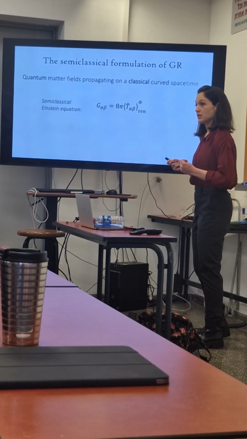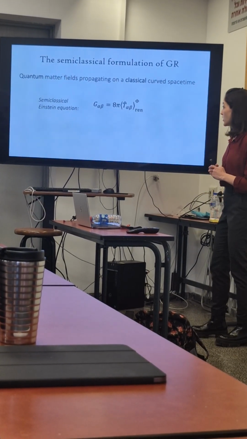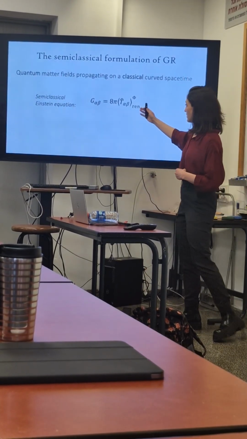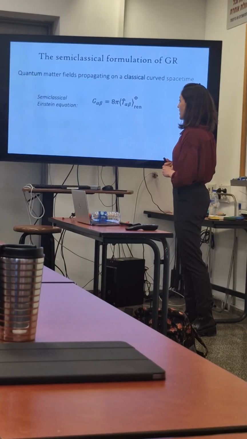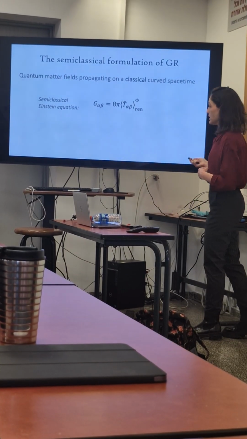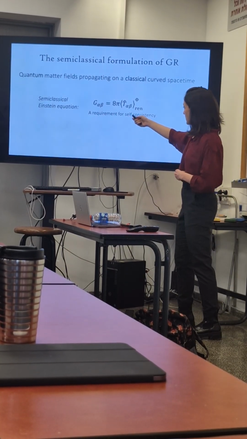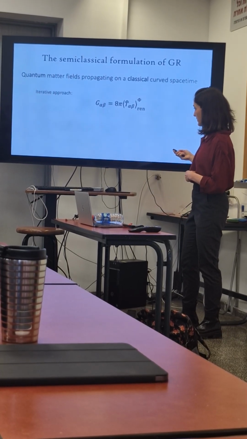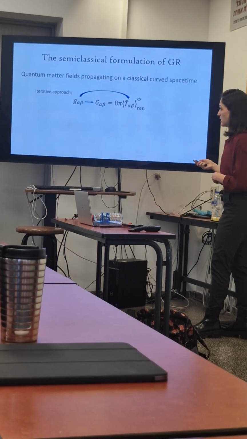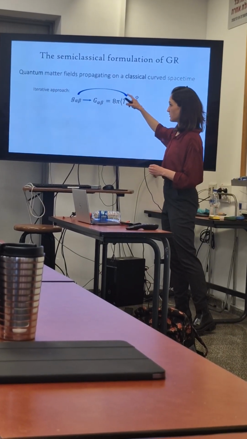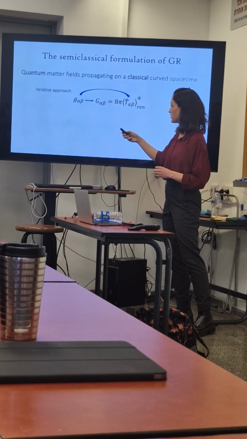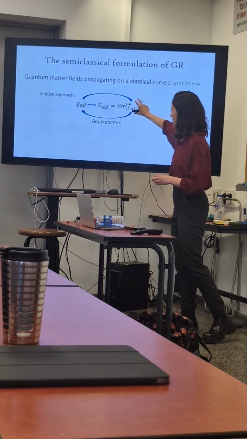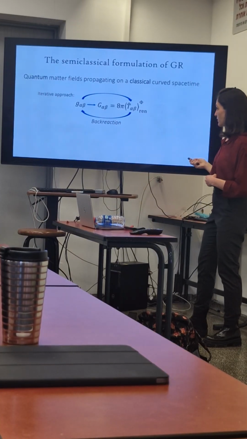Because we're interested in problems in which quantum fields interact with the classical spacetime, we are using the semi-classical Einstein equation, and the semi-classical formulation is natural for this problem. There is an emergent requirement for self-consistency in this equation, and we take an iterative approach. First we compute the stress energy tensor on a fixed background without back reaction, and then we see what these fluxes mean for the metric through back reaction.